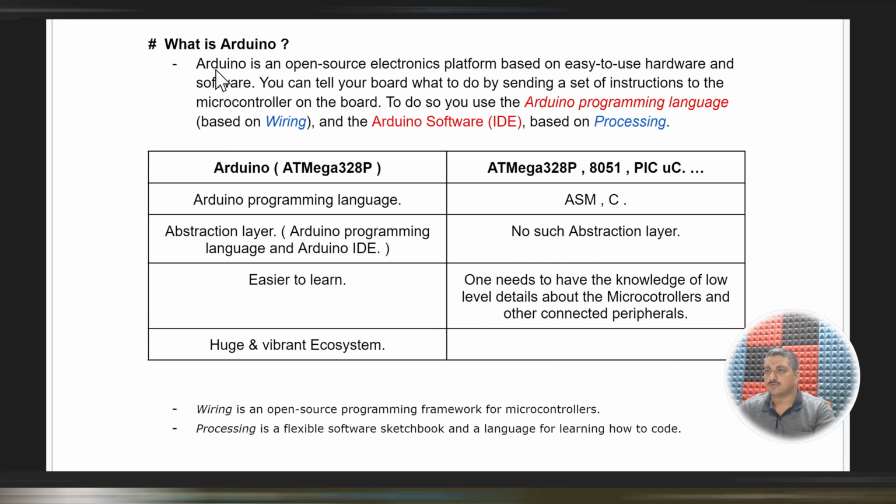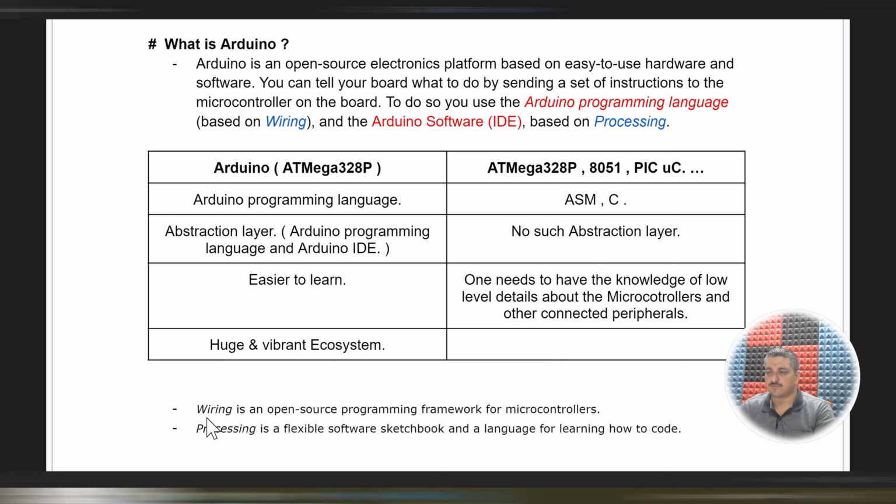What is Arduino? Arduino is an open source electronics platform based on easy to use hardware and software. You can tell your board what to do by sending a set of instructions to the microcontroller on the board. To do so, use the Arduino programming language, which is based on wiring, and the Arduino software or Arduino IDE, and Arduino IDE is based on processing.